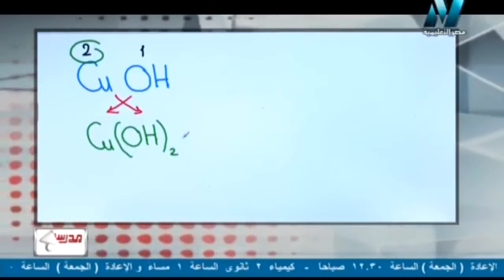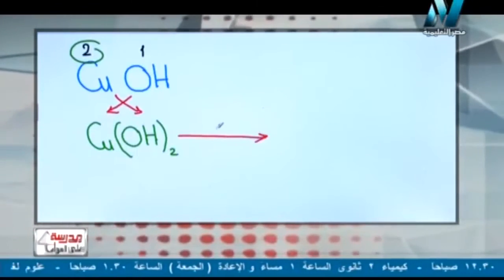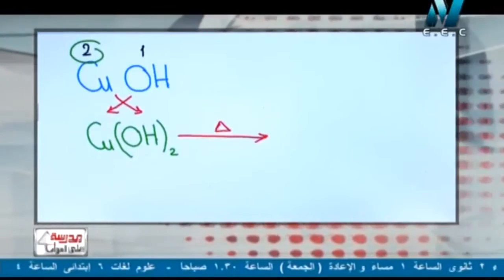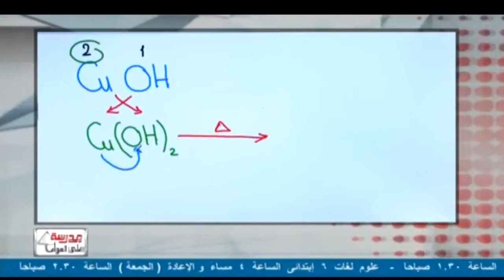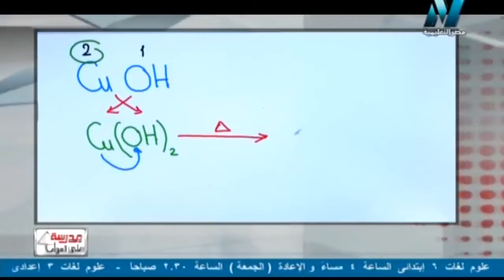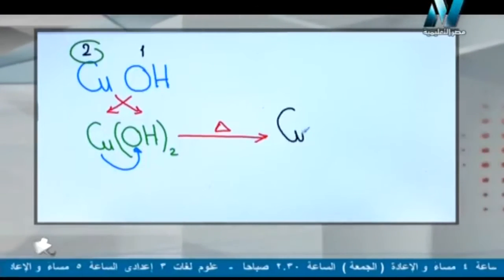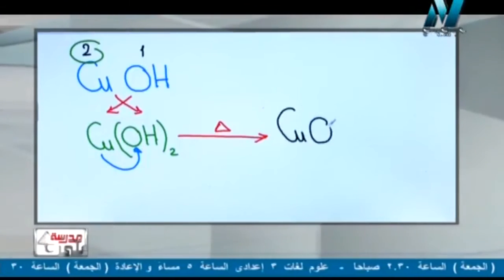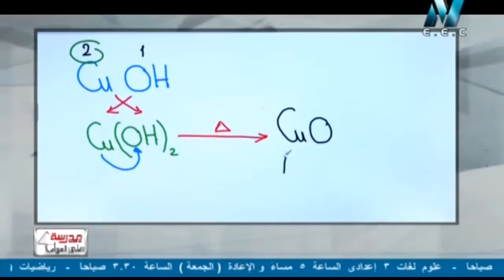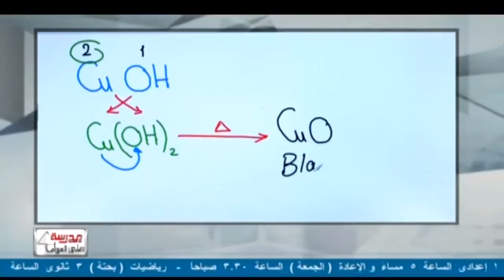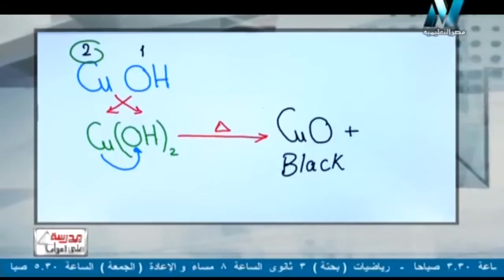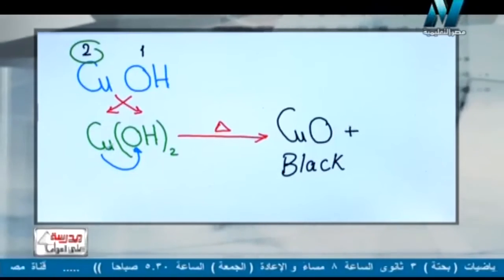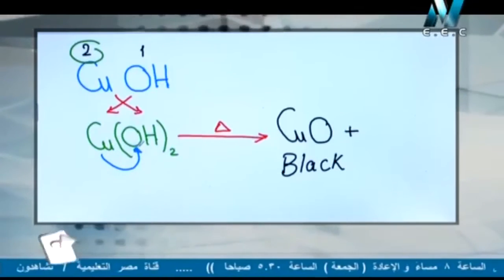So we will decompose this compound by heating, and we know copper will take only one oxygen and leave the rest. So we have CuO as copper oxide. Its color is black. And what is the rest? The rest here will be Cu, which has gone out, and the O.